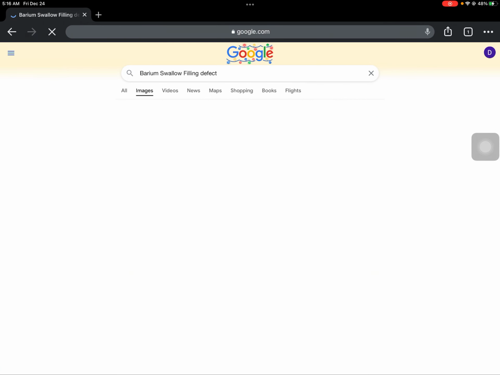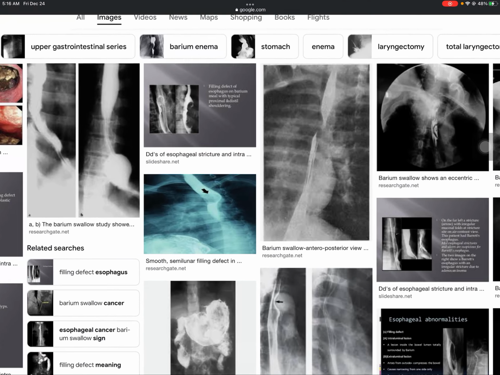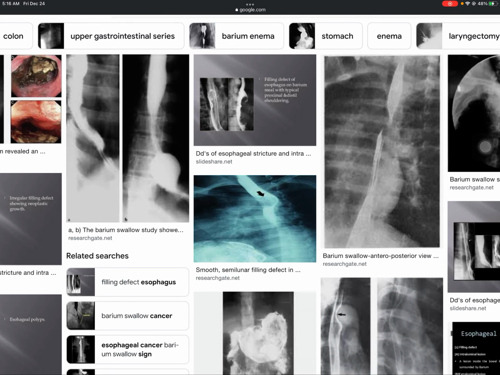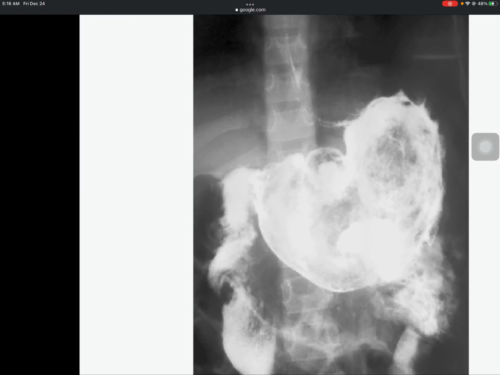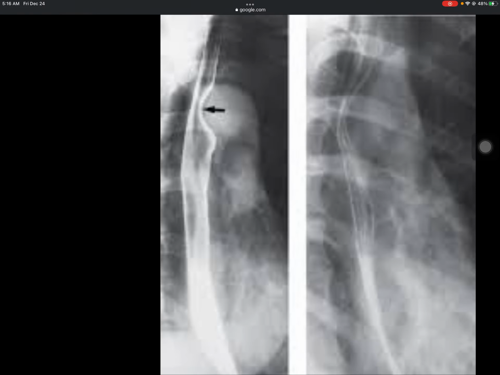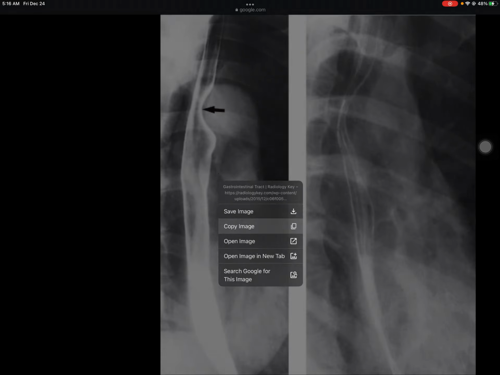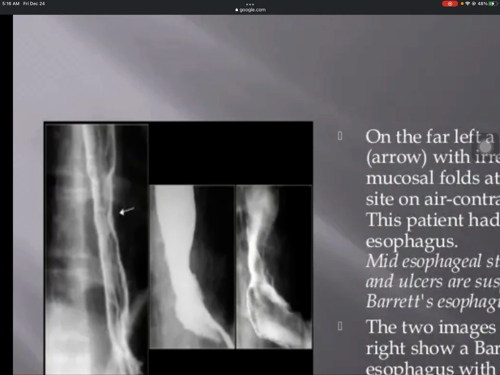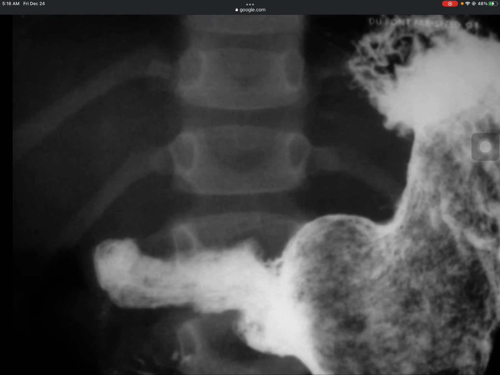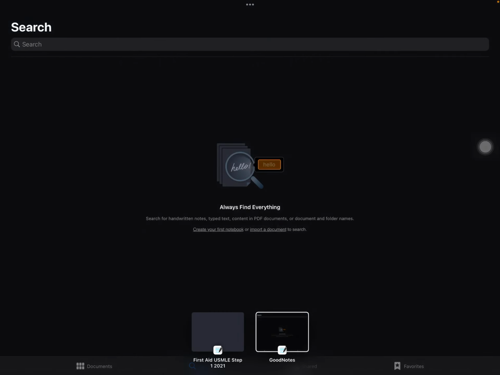So let's see if there are pictures. Yes, these are much better. You can see them much better than the other one that we have. Look here, this is much better. That is this one here. So I copy the image, and I can copy something else also. So that is the barium swallow.